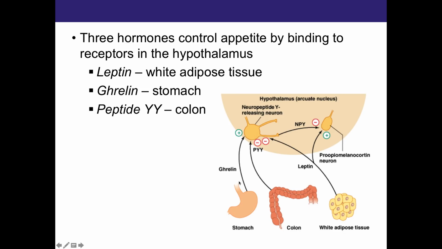Okay, this is complicated. I'm going to make it super simple. Ghrelin increases appetite. It's the only one. Leptin and peptide YY decrease appetite. Leptin was thought to be that magic diet pill because it decreases appetite. Little did people know at the time that it actually increased the amount of fat that adipose tissue stored. So it wasn't the wonderful appetite suppressant that they thought it was going to be.